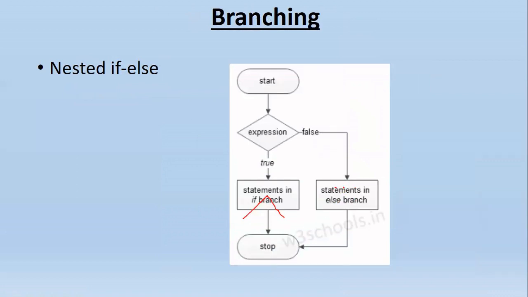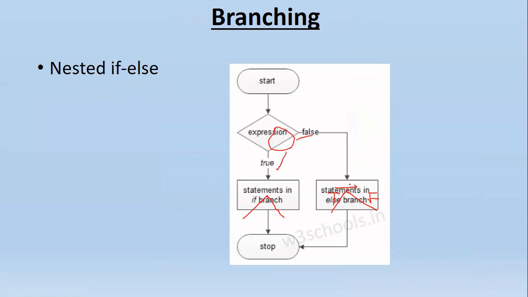Similarly, over here, we check some condition. If it is true, we can perform a set of operations. If it is false, we can perform a set of operations. So this is a false branch and this is a true branch. So this is nested if else because we had two branches here wherein we checked whether it is true or whether it is false.